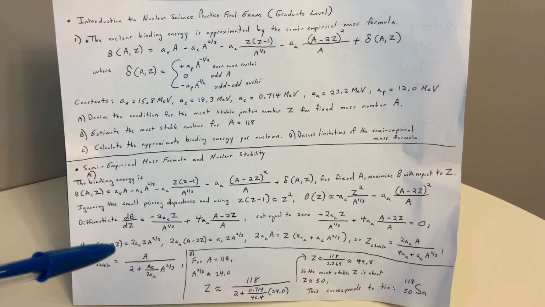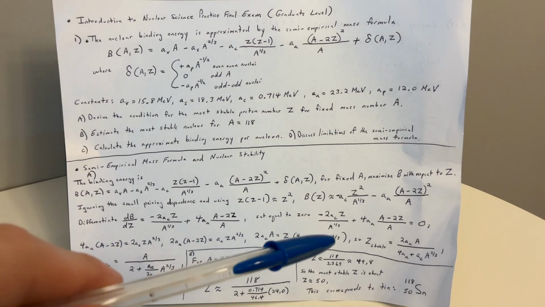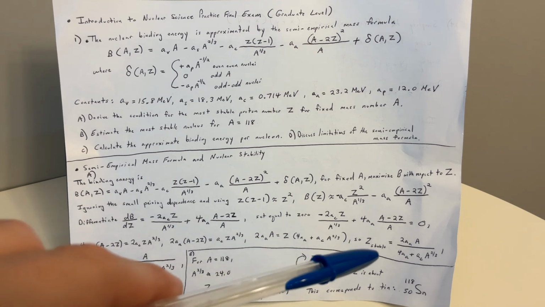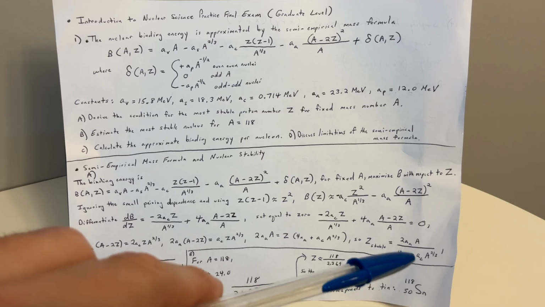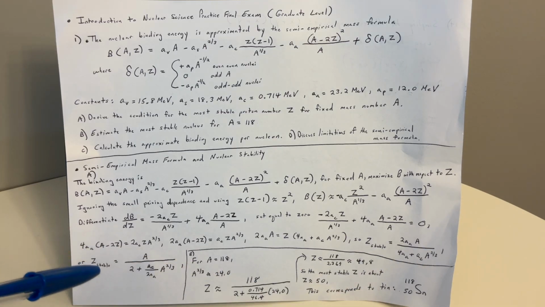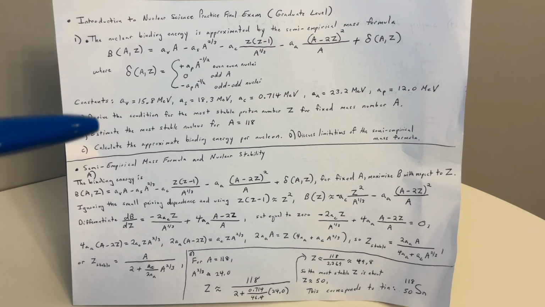Okay, so each piece here, quantities set equal to 0. So our Z stable is 2A sub A times capital A over 4A sub A plus A sub C, A to the 2/3. Or if we divide by that 2A sub A, each term, we get A over 2 plus A sub C over 2A sub A to the 2/3. Okay. So that's for letter A.